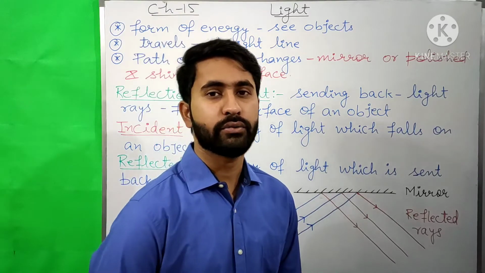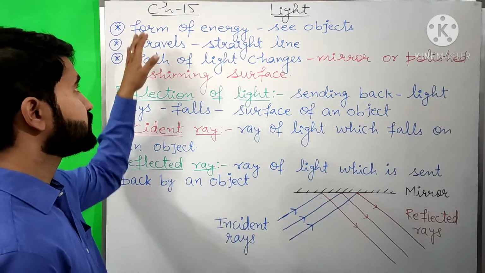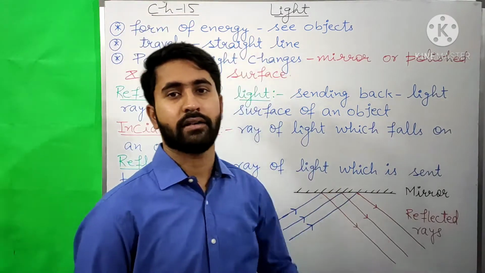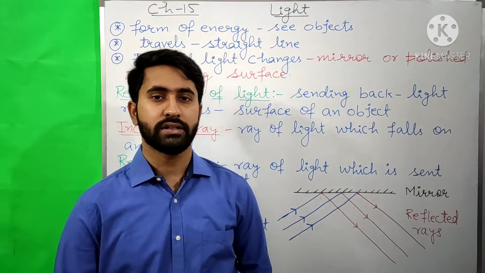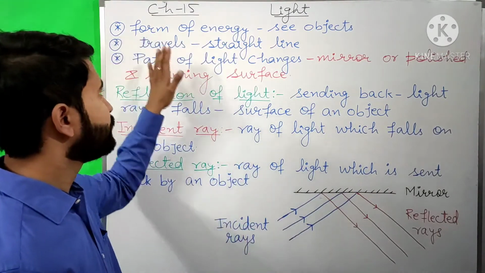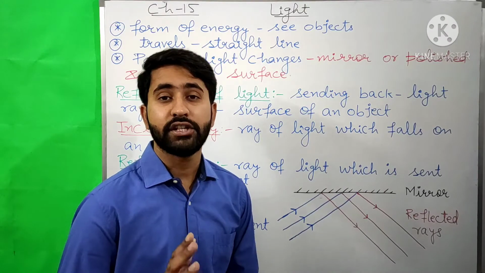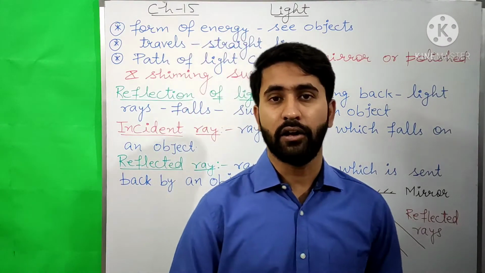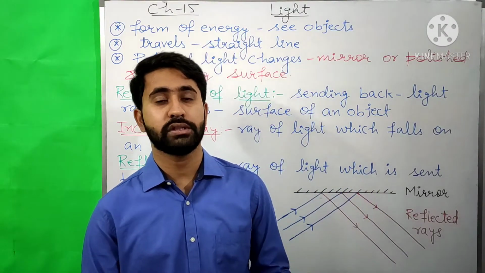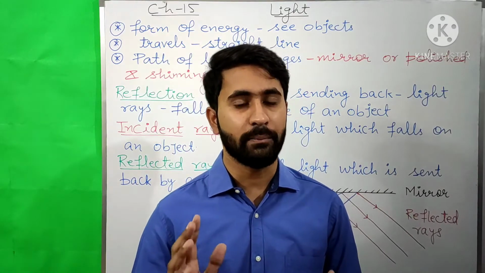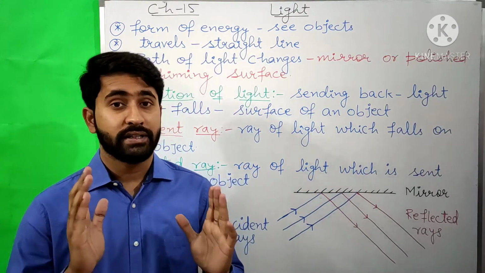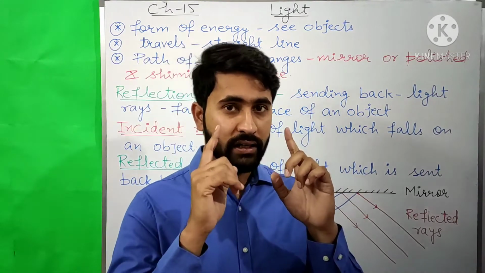Today we are going to start our new chapter, chapter number 15, light. So do you know what is light? Light is a form of energy which enables us to see the objects. We are able to see the objects only with the help of the light. We detect the light with our eyes.